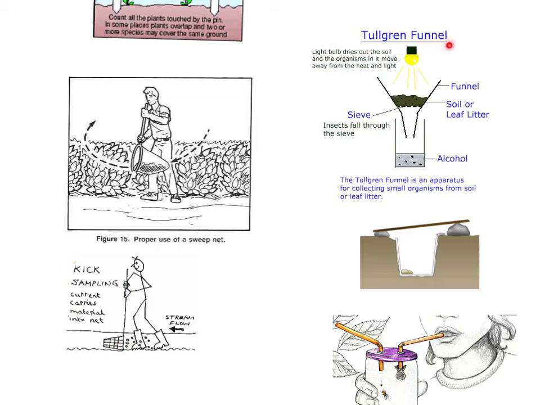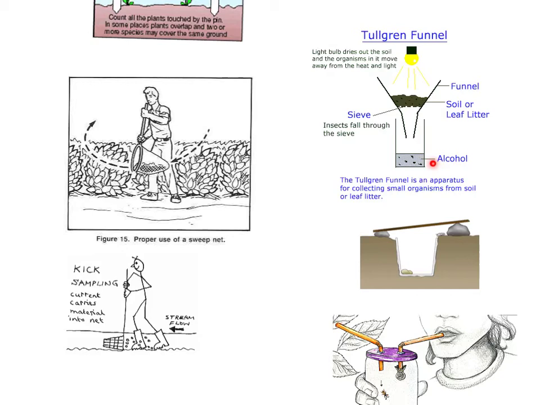Other ways, Tullgren funnel here. This is for estimating insects in soil or leaf litter. We take our sample of soil or leaf litter, place it in the funnel, which has got a sieve here, and put a light on the top. Those insects will move away from the light, fall through the sieve, and fall into this preservative alcohol. So we can then count the different species, the number of each species that have fallen through into the alcohol.